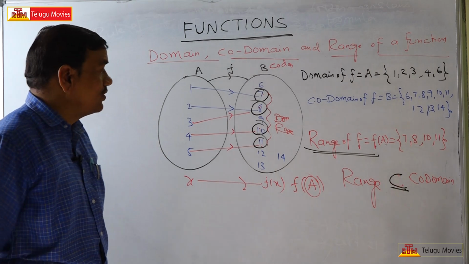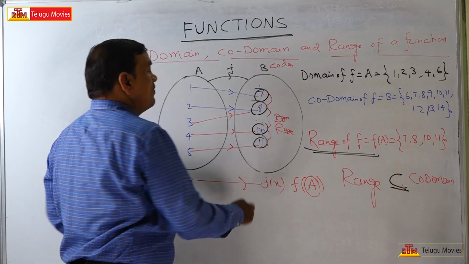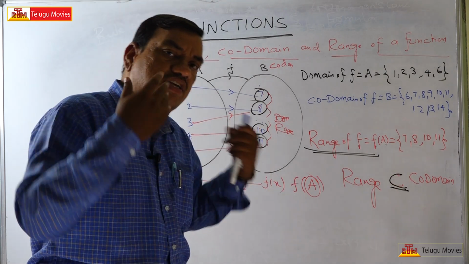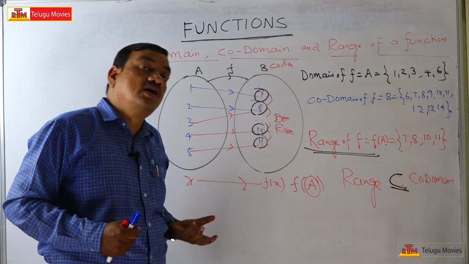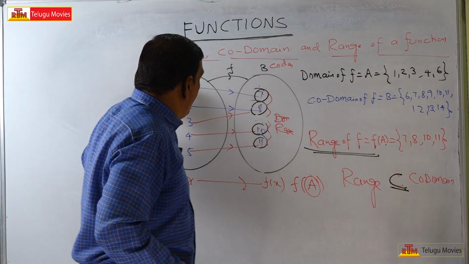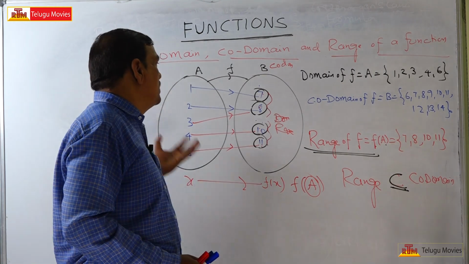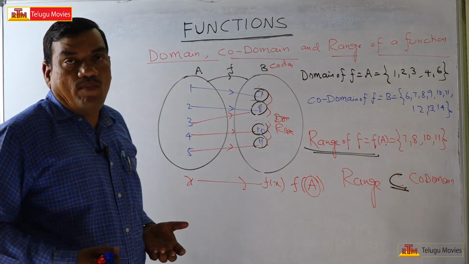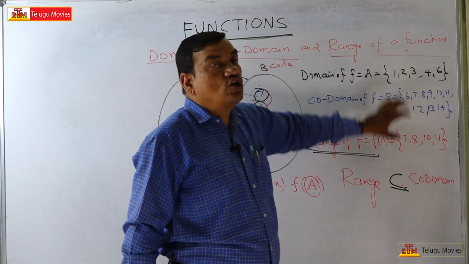Can I say subset or equal to? Yes, sometimes. If 6 is not there, 9 is not there, and all the guests who came are enjoying like anything, then the codomain and range are sometimes equal. Understand? So what is sure is that the range is a subset of or equal to the codomain, but it is not sure that the domain is a subset of the codomain or the codomain is a subset of the domain. That depends upon the problem given. So this is about domain, codomain and range of a function.